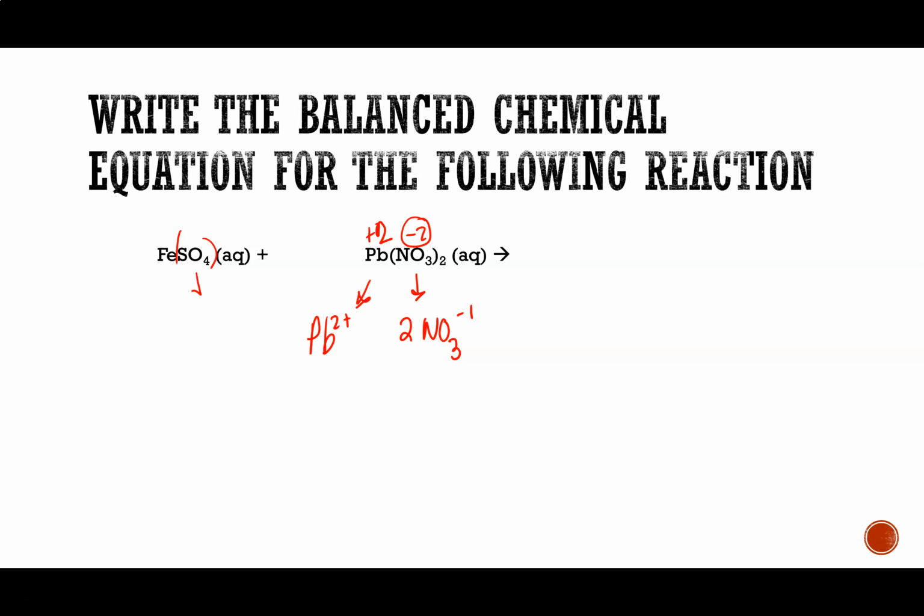Over here, I'm going to do the same thing. I've got SO4. I know that should be a 2- because I've memorized my polyatomic ion charges. And because that one is a 2-, this iron must be a 2+.